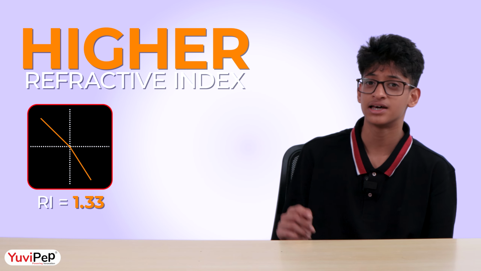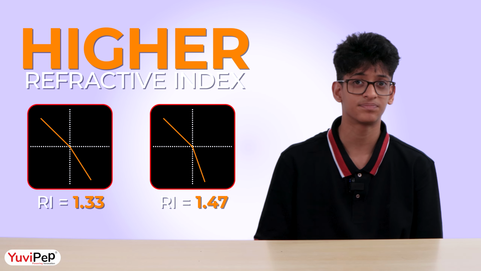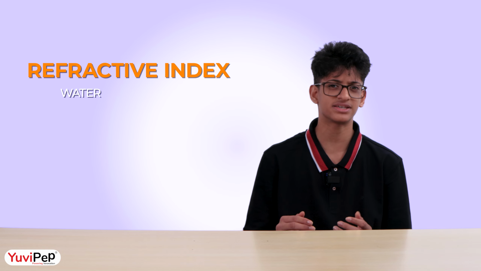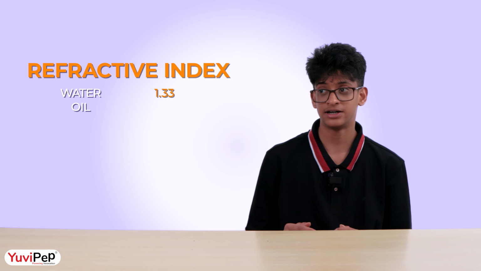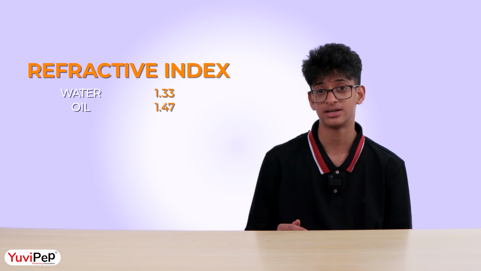The index of refraction of a material is a measure of how fast light travels in a material. The higher the refractive index, the more bending towards the normal. The refractive index of water is around 1.33, and for oil, it's 1.47. That's why light bends more in oil.